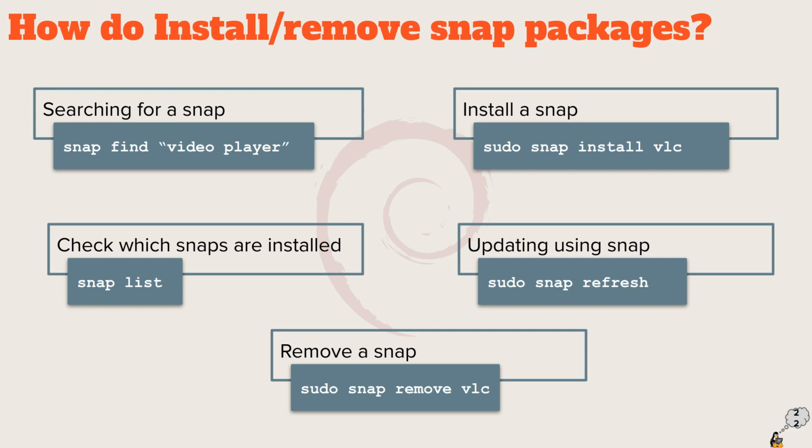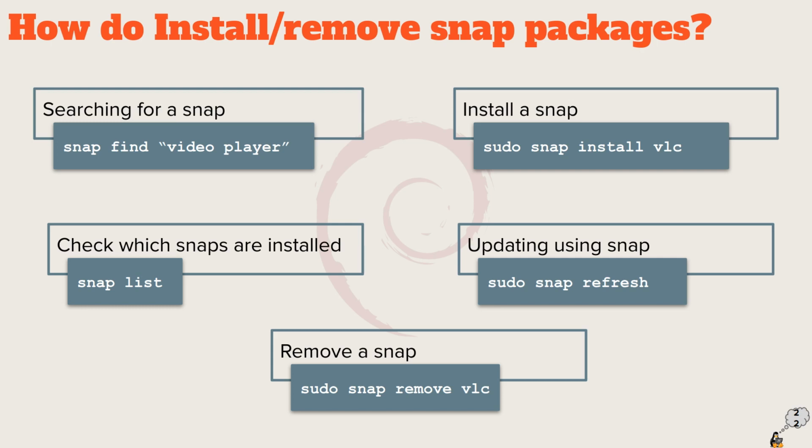Here are the commands that you use for managing snaps. If you want to search for snaps, you can use a particular search string like we did with apt. If you want to install a snap, you can do sudo snap install vlc. If you want to check what programs are installed in your system, you can do snap list. If you want to update using a snap, you simply do sudo snap refresh, and all the snap packages are going to be updated in your system.